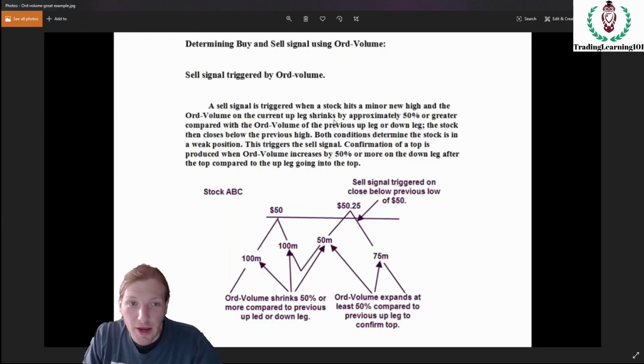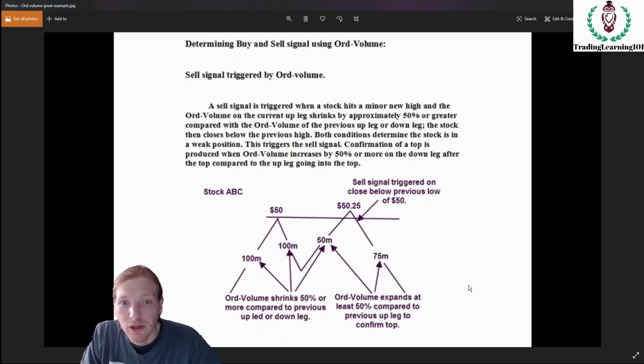Here is another example that I want to show you guys. Determining buy and sell signal using Ord volume. Sell signal triggered by Ord volume. A sell signal is triggered when a stock hits a minor new high and the Ord volume on the current upswing shrinks by approximately 50% or greater compared with the Ord volume of the previous up leg or down leg. The stock then closes below the previous high.